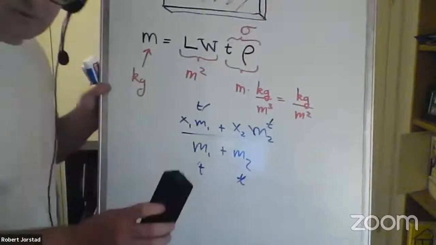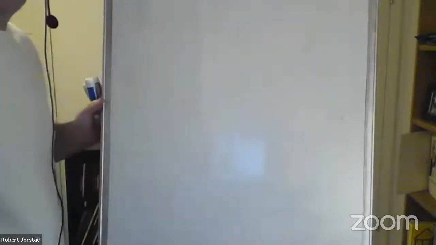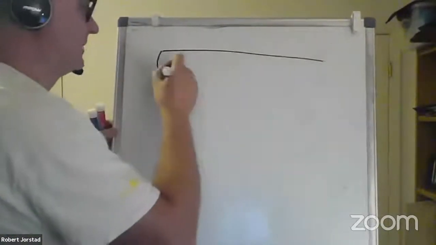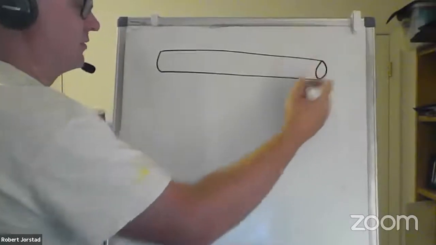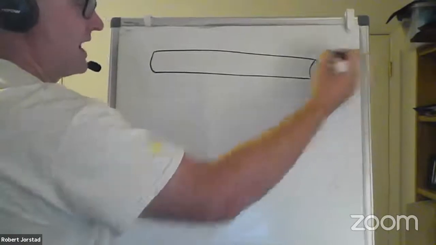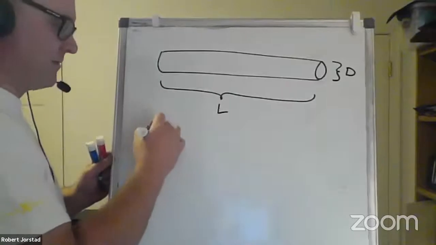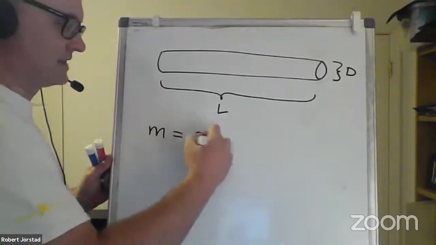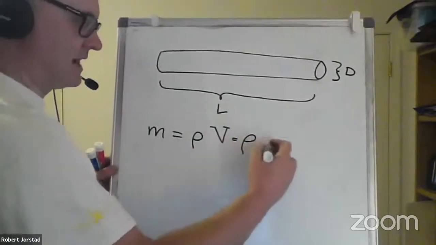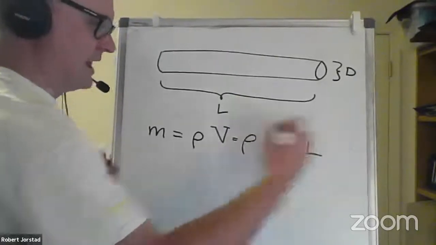Now, what if we go another direction with this one? What if we looked at a cylinder? This is supposed to be a uniform cylinder. In this case, there's some diameter, there's some length. We know that the mass of this would be density times volume. Well, in this case, that's density times pi over 4 diameter squared times the length.